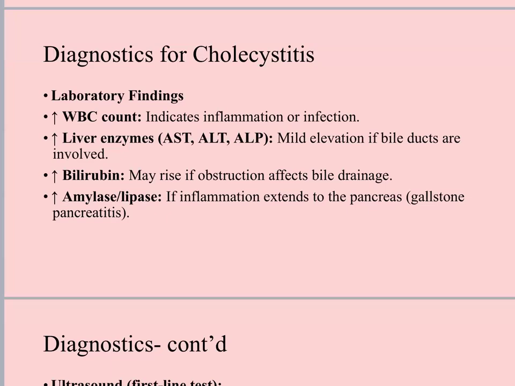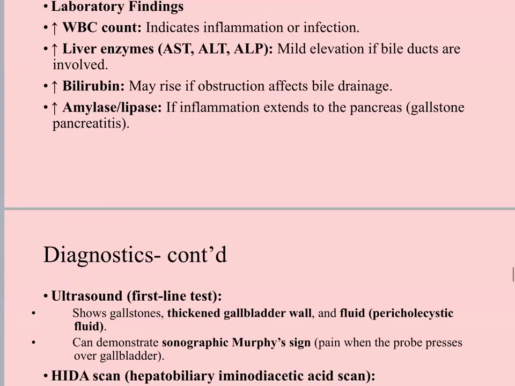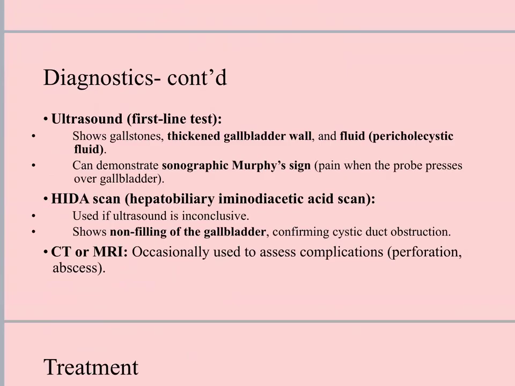Bilirubin can also be elevated, and amylase and lipase are elevated because the inflammation often extends to the pancreas. They all sit there pretty close together. An ultrasound is actually the first line test. It's going to show gallstones, the thickened gallbladder wall, and fluid. Sometimes just the ultrasound tech putting the probe on the stomach will be very painful when they put the probe over that gallbladder specifically. That's called a sonographic Murphy sign.